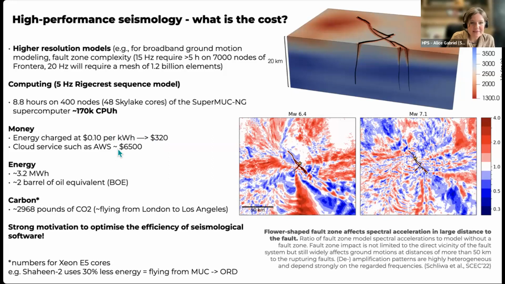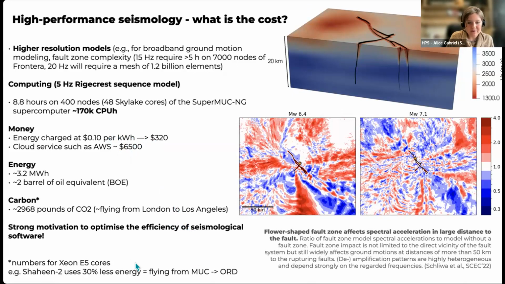If we would use AWS without any discount, that would be $6,500. In terms of energy, that is equivalent to 2 barrels of oil. In terms of carbon, this equates roughly to flying from London to Los Angeles. So this is for one simulation. So that is a very strong motivation to optimize the efficiency of this kind of software. We're thinking about the carbon footprint, energy concerns, and of course also accessibility.